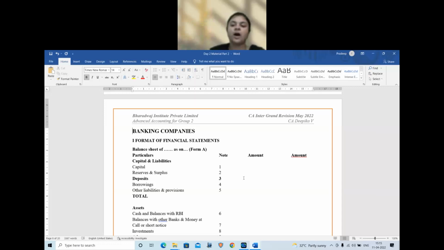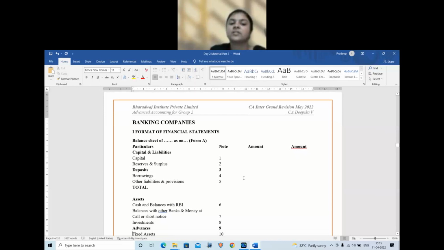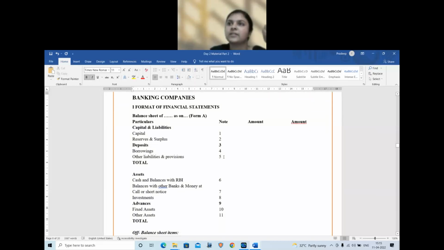So the format of balance sheet, here no cutting down on the format. Even if an item is not available, you can write the number and put it as nil. There is no place where you can cut down on the format. All the schedule numbers have to be intact. Capital, reserves and surplus, deposits, borrowings and other liabilities and provisions. In the asset side, we have cash and balances with RBI, balances with other banks, or money at call and short notice, investments, advances, fixed assets, other assets.